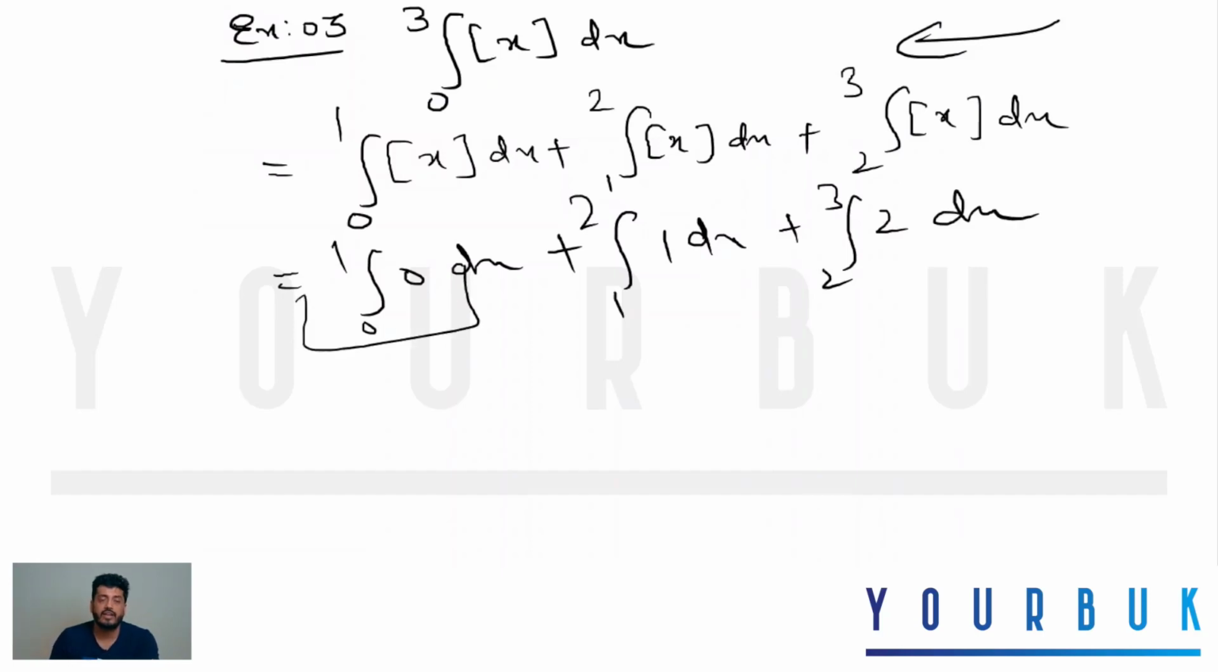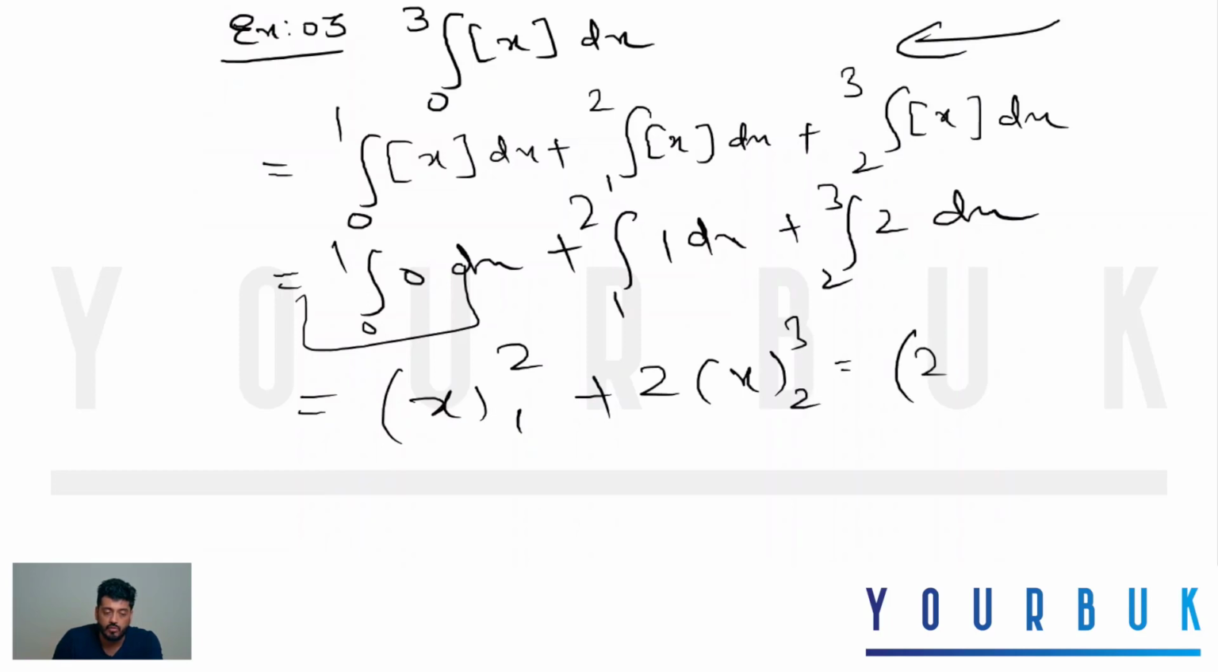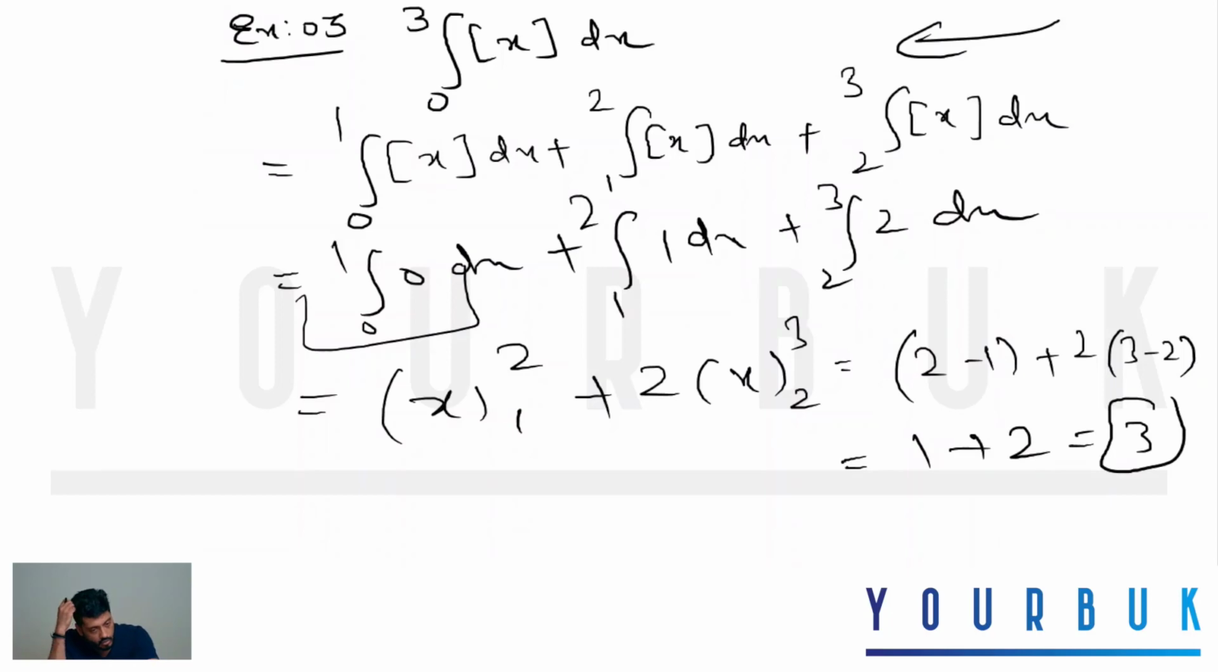Now this integral vanishes because 0 into anything will be 0 only. So we'll start with this integration will be x from 1 to 2 plus 2x from 2 to 3. So this will be 2 minus 1 plus 2 times 3 minus 2. So this will be 1 plus 2, that is equal to 3. So the final answer for this is coming out to be 3. I hope this is clear.